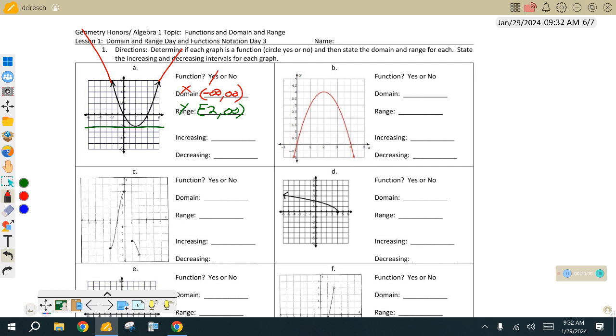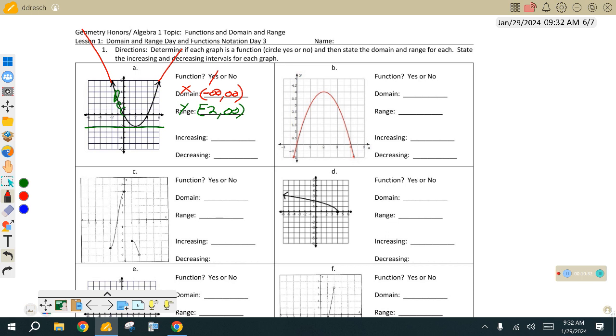So when we talk about the increasing and decreasing intervals, first off, we're looking at the domain. We're looking at the domain interval here, from negative infinity to infinity. So first thing we're going to do is label what your eyes are doing. When you look at this graph from left to right, what is the left-hand side of this graph doing? Is it increasing or decreasing? It's decreasing, right? So let's go ahead and label this as decreasing, okay?